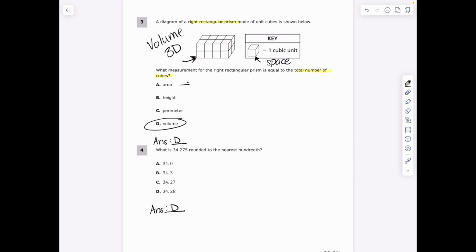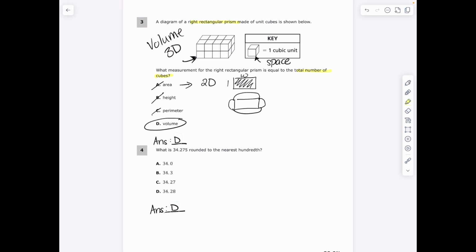Area would be for a 2D, something that was flat. And that would give me the space inside. So I would only have like a length and a width. No height. Height is just a dimension. And perimeter would just be the distance all the way around. Like if I walked all the way around something. But here, if I'm talking about the total number of cubes, how much space that is, that's volume.